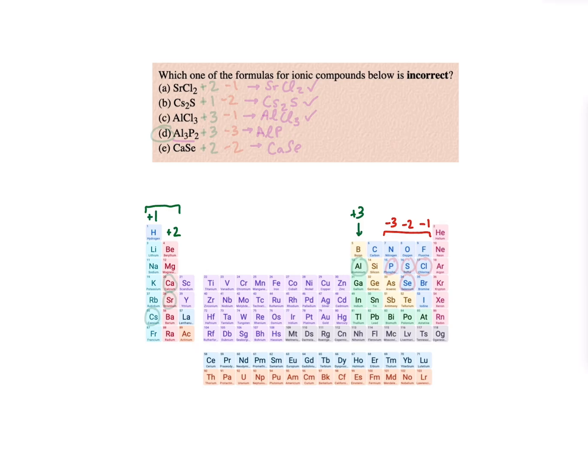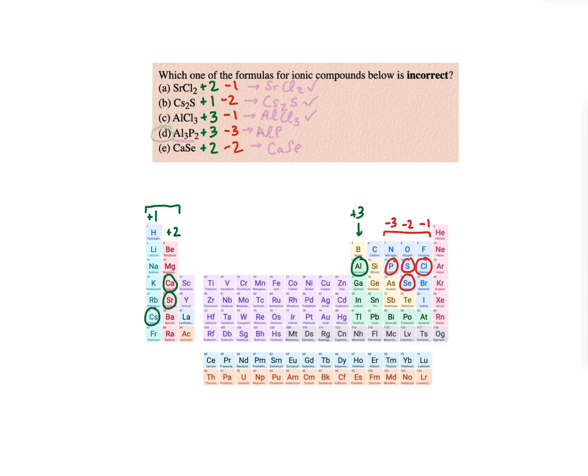anions. So for the cations, we see that strontium is +2, cesium is +1, aluminum is over here with +3, and then that repeats. And then we have calcium, which is a +2. So now if we go through our anions, we have chlorine, which is -1. We have sulfur, which is -2. Chlorine again, which is -1. Phosphorus, which is -3. And selenium, which is -2.